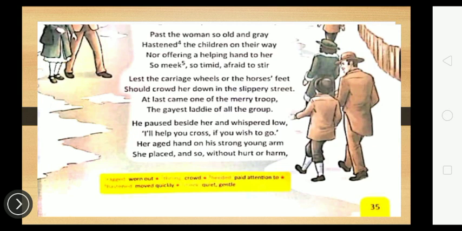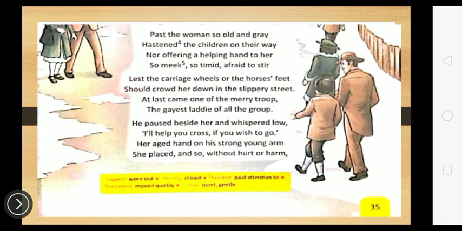Helping hand to her, so meek, so timid, afraid to stir. And these are all used for those children who were passing by that old lady. They are called meek, timid, and afraid to stir. What is the meaning of meek? Meek means quiet or gentle. If someone says something and they do not have the guts to reply, that is known as meek. Timid is an adjective, and you can't ask a question if something wrong is there. Shy or nervous.